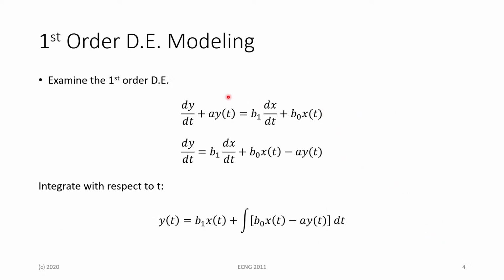So if we analyze our first order general differential equation here, which is dy/dt plus a y(t) equal to b1 dx/dt plus b0 x(t), and let's say we make dy/dt the subject of the formula, so we just carry across the a y(t) onto the right hand side of the equation, and then we integrate both sides with respect to t. This dy/dt will become y(t), dx/dt will become x(t), all constants remain the same, so b1, b0 will remain the same. But because this is b0 x(t) minus a y(t), this entire thing needs to integrate with respect to dt.